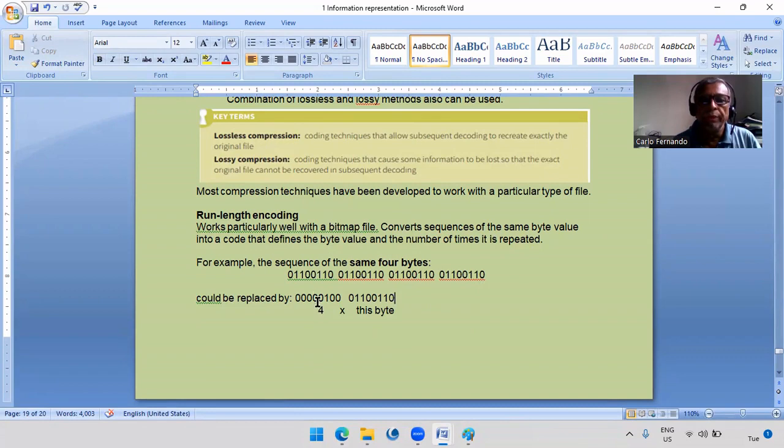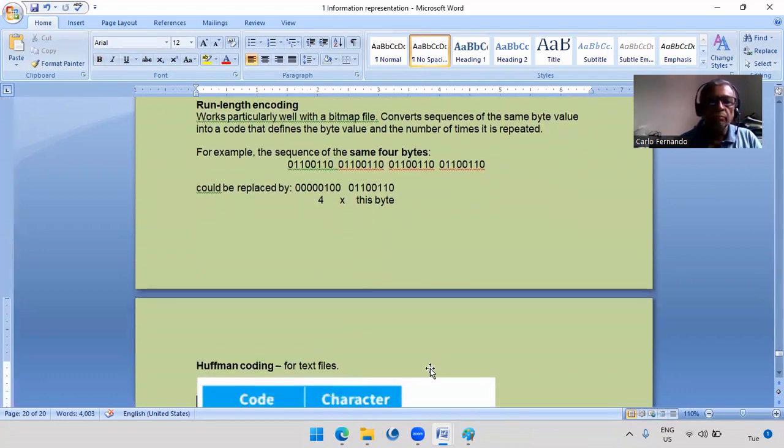How? 4 into this byte. This is the byte value, the exact byte value there. And this is the number. So 1 to 4, this 100 is 4. So this can be 2 bytes, reduced by 50%. If you had 6 bytes here, what happens? Still 2 bytes. So the same byte value repeated 6 times will be 110, which is 6. It's a very simple technique.